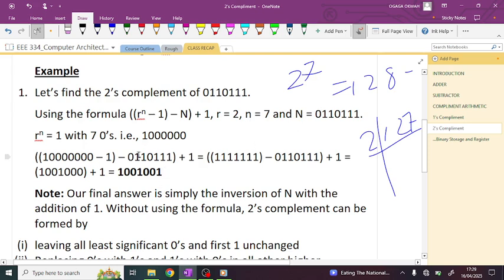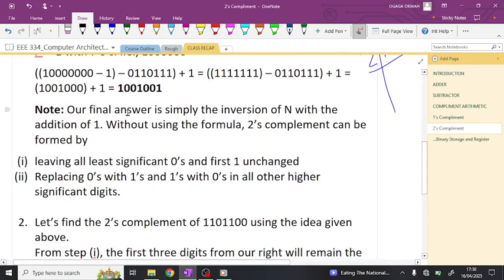Remember the shortcut for 1's complement: turn everything to the opposite. Here will be 0, 1, here will be 0, 1, here will be 0, 0, here will be 1, 0, 0, 1. Exactly. Just do that for 1's complement, and then add 1 to it. Case closed. You've gotten 2's complement.